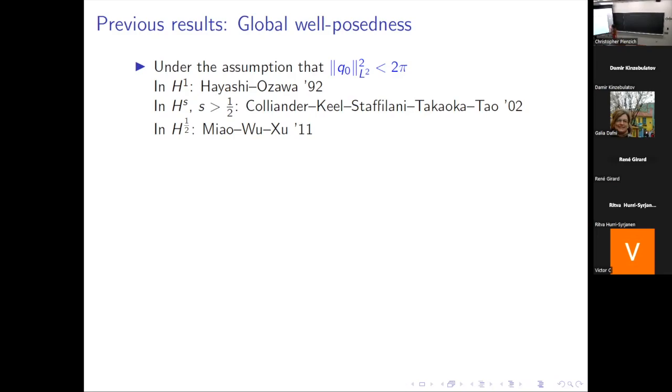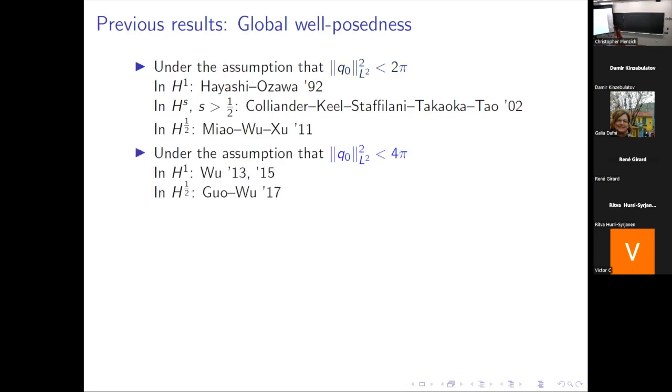Now, what about trying to make this assumption on the L2 norm a little bit milder? Well, that actually took 20 years, and it was only improved to something just a little bit more than 2 pi initially in 2013, and then in 2015 to 4 pi. And this 4 pi here, well, you might think, okay, I just have to work a little bit smarter, right? Find the right way to combine my conservation laws so that I can get rid of this assumption.